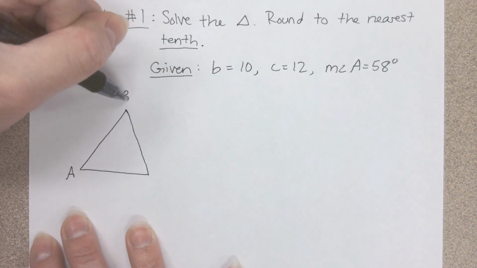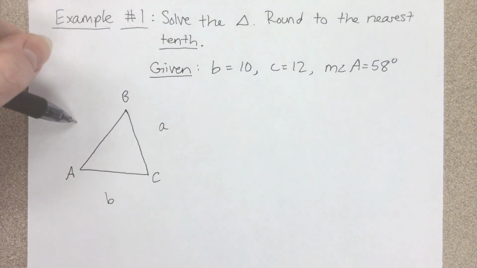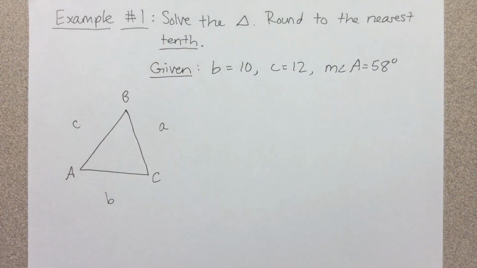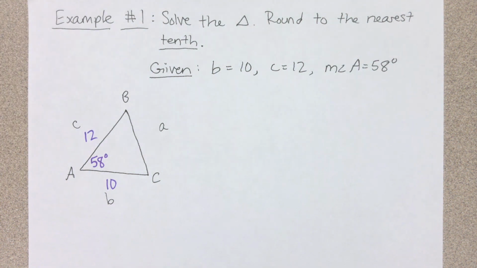We have angles A, B, C. Sides a, b, c. Filling in our known info, b is 10, c is 12. Angle A is 58 degrees. What is the configuration of this triangle? What 3 letters will be used? What order? Yeah? SAS is correct.